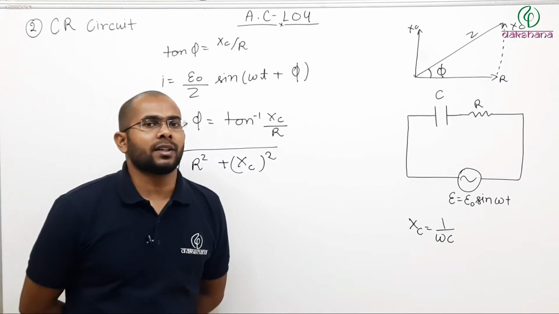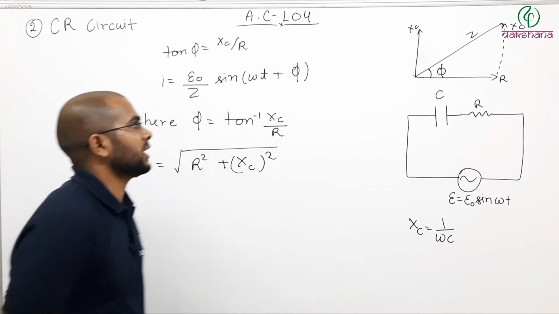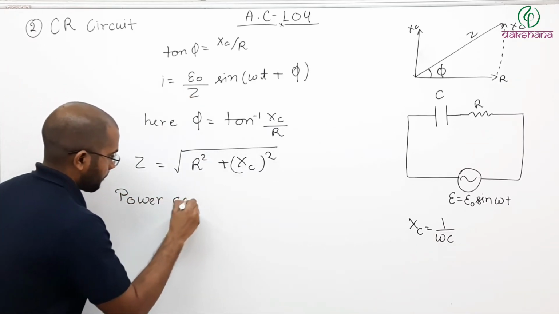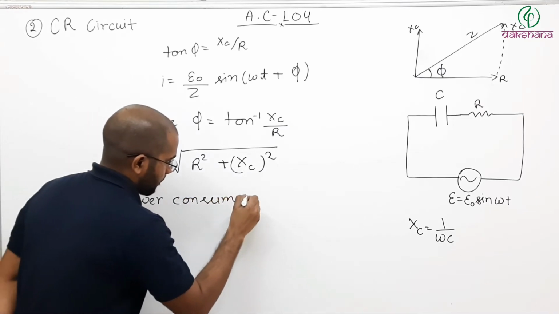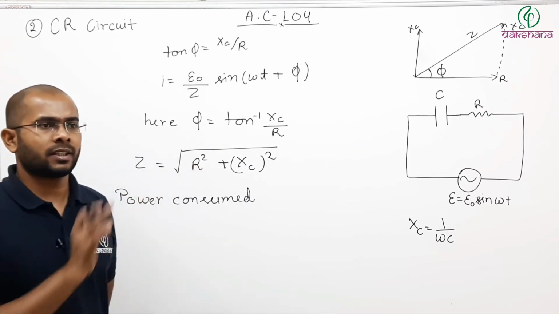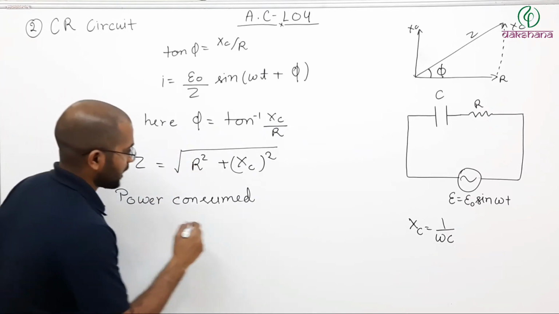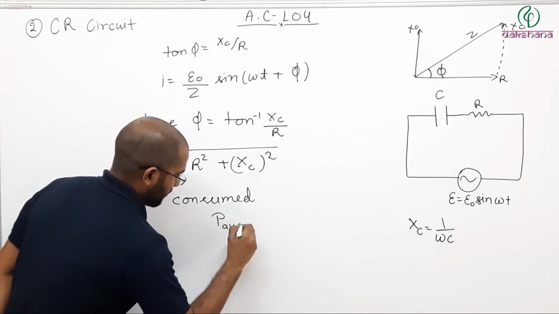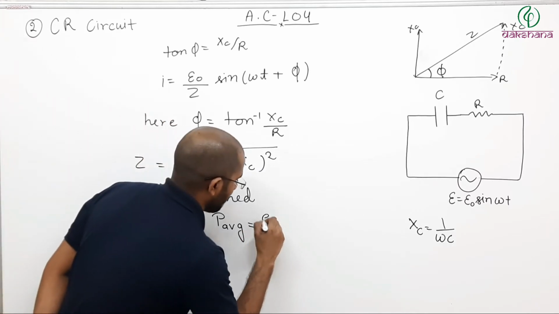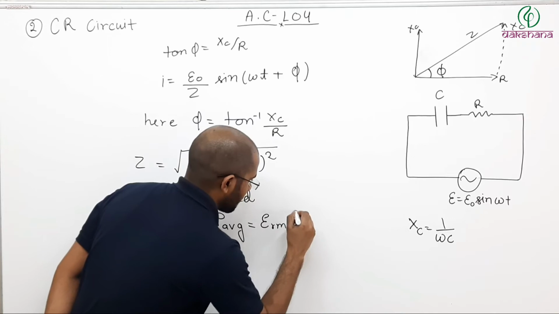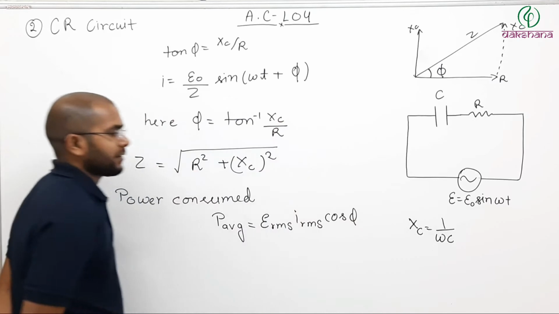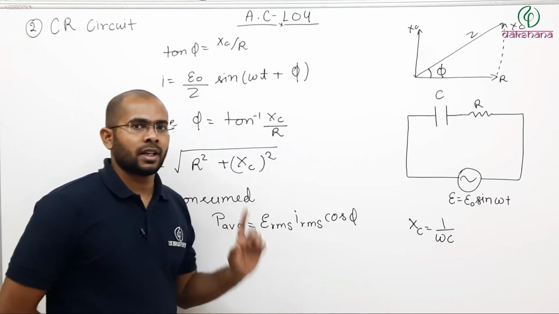Now what would be power consumed in an RC circuit? So power consumed for a long period of time, when the time interval is very large compared to the time period. So for that you can say P average would be E RMS times I RMS cos of phi. That we have already studied. If you remember, P average we have already studied.